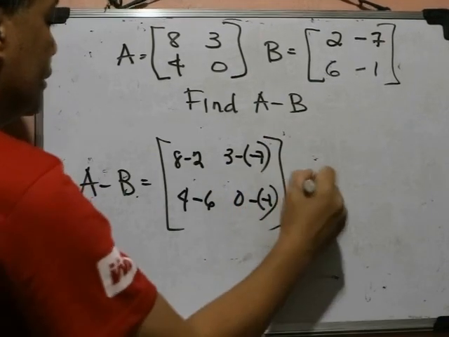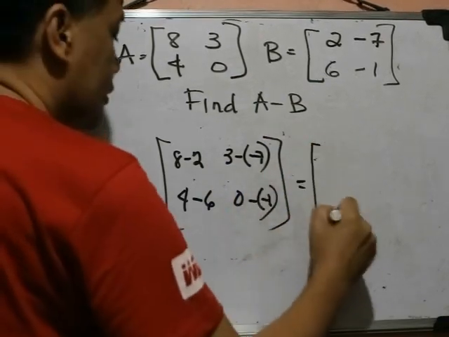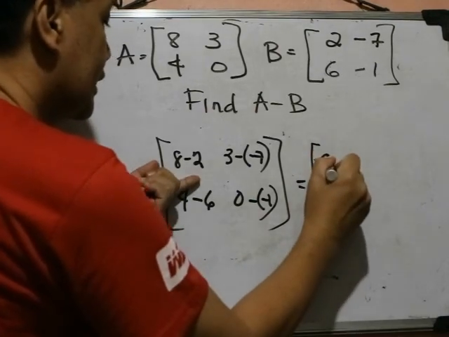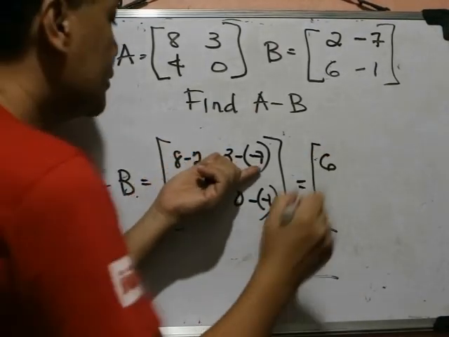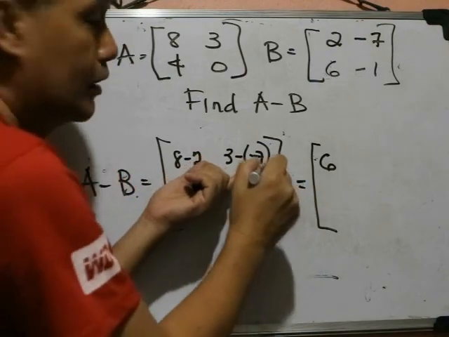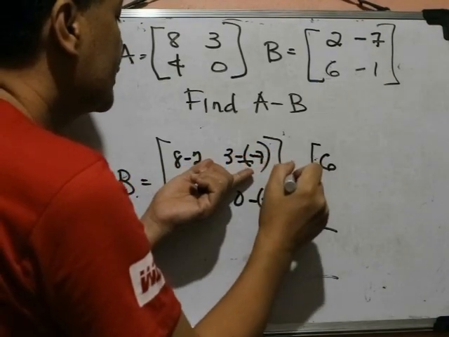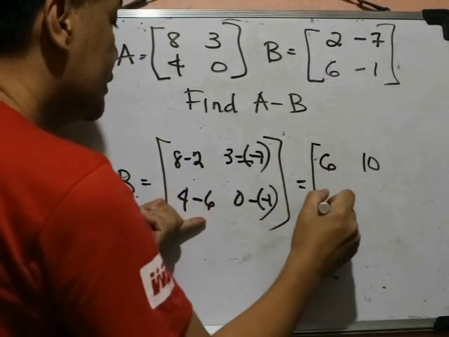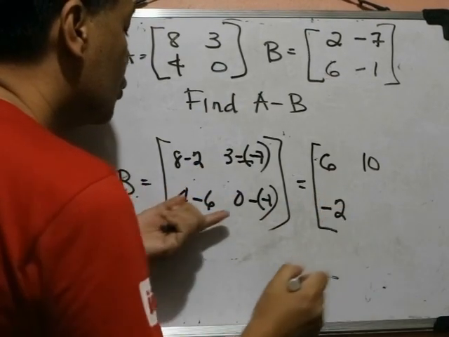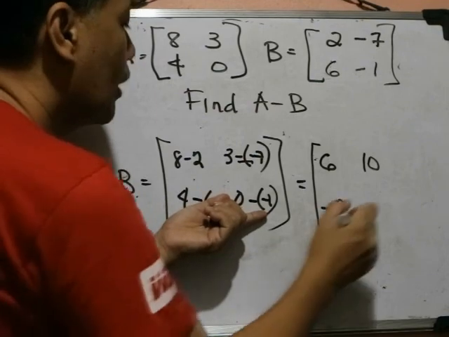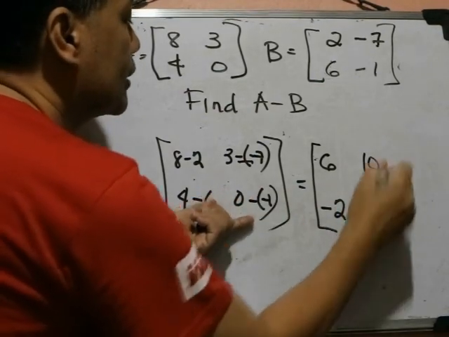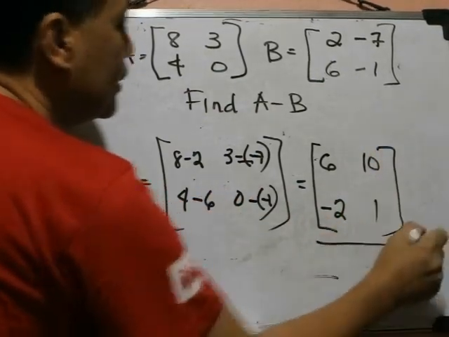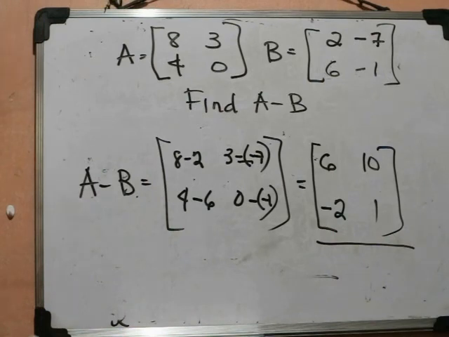8 minus 2, 6. 8 minus negative 7, that would be magiging positive to. So, 3 plus 7, 10. 4 minus 6, negative 2. 0 minus negative 1, that would be magiging positive 1. So, this will be the answer, the resulting matrix.